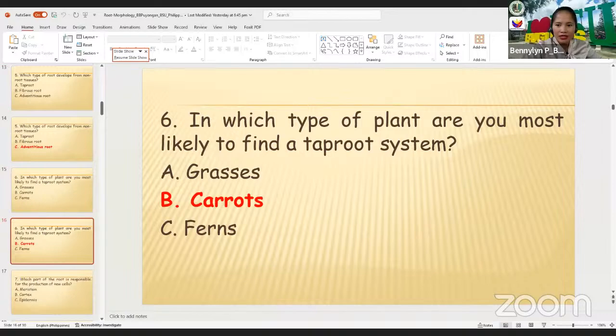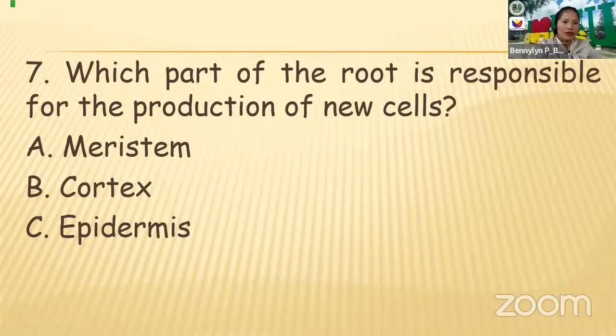For number 6, it is carrots. For number 7, which part of the root is responsible for the production of new cells? Is it A, meristem, B, cortex, C, epidermis? You can start answering again. Okay, letter A, C. The correct answer in number 7 is the letter A. That is the meristem.